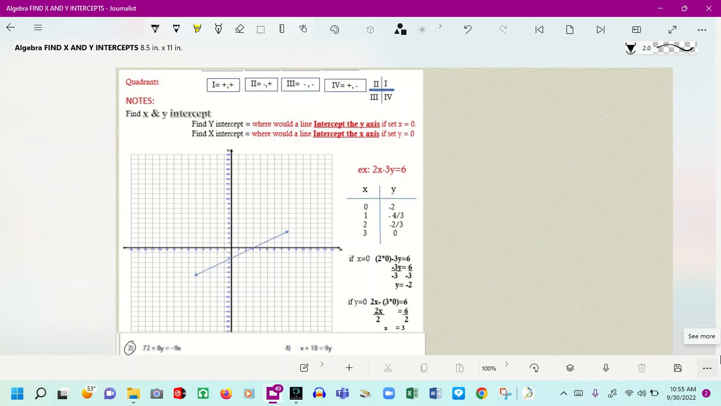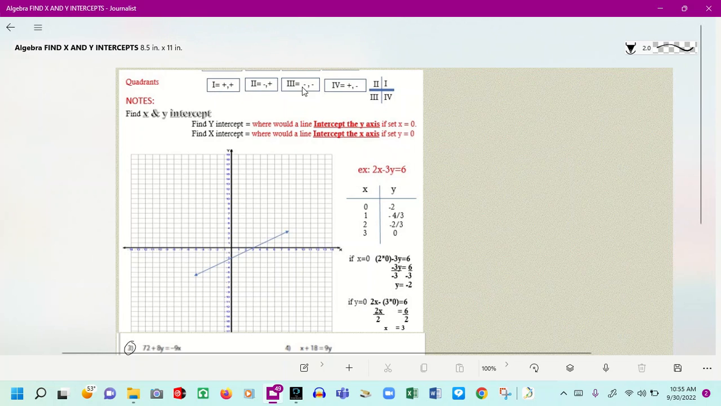Today we're going to visit the x and y intercept. Two very simple directions. To find the y-intercept, we are asking where a line would intercept the y-axis if you set x to 0. And to find the x-intercept, we are asking where a line would intercept the x-axis if we set y to 0. So we're going to remember our quadrants when we're dealing with graphs.